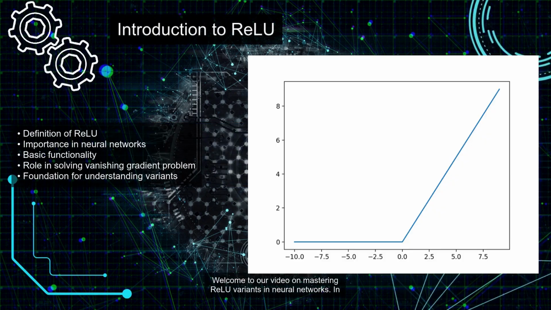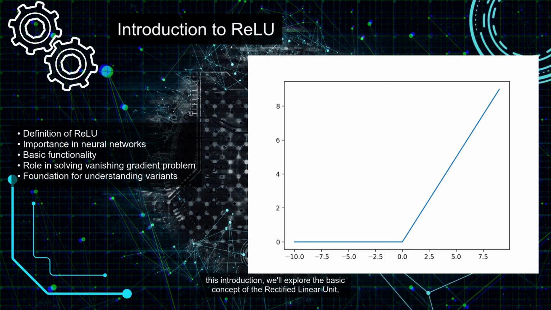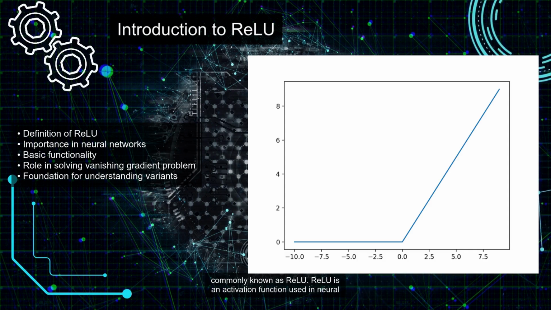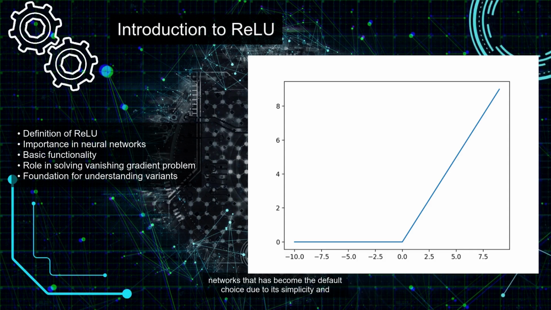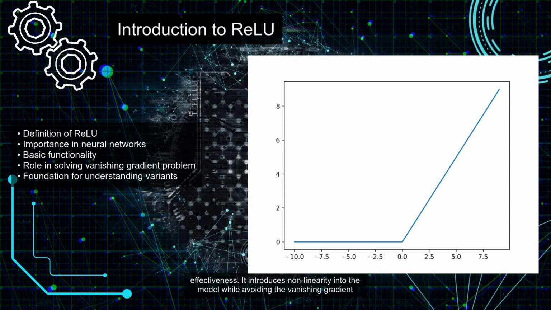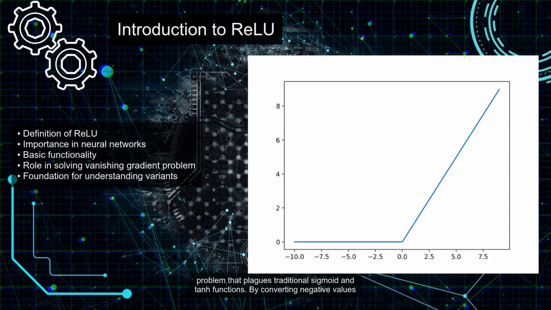Welcome to our video on mastering ReLU variants in neural networks. In this introduction, we'll explore the basic concept of the rectified linear unit, commonly known as ReLU. ReLU is an activation function used in neural networks that has become the default choice due to its simplicity and effectiveness. It introduces nonlinearity into the model while avoiding the vanishing gradient problem that plagues traditional sigmoid and tanh functions.